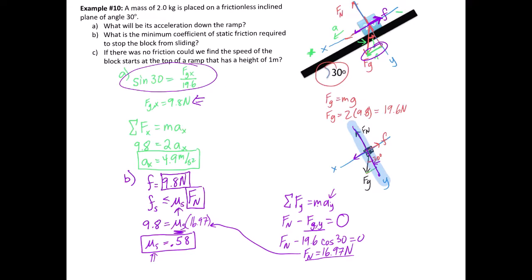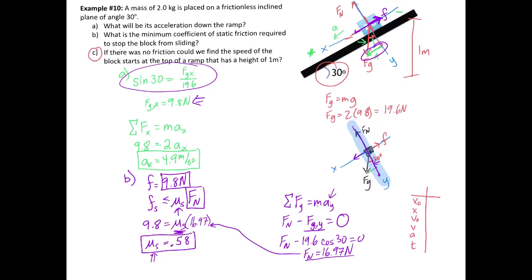We're moving on to the last part of the question here, which is, if there was no friction, could we find the speed of the block if it starts at the top of the ramp that has a height of 1 meter? Okay, so if the height is 1 meter, could I then determine the speed of the block at the end? Well, we're talking about speed now, so in order to figure out if I'd be able to do that, I'm going to go to kinematics, right? Because I'm no longer talking about forces and acceleration. I'm now talking about speed.